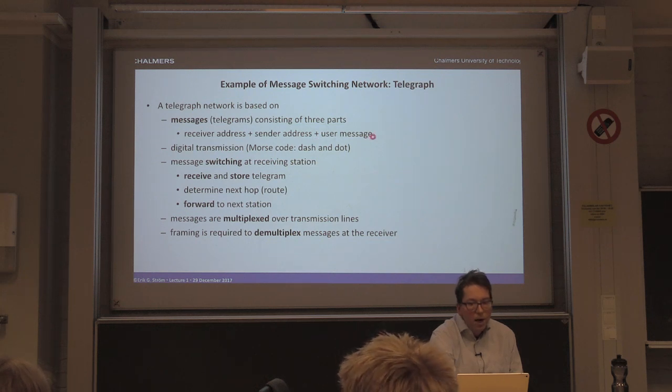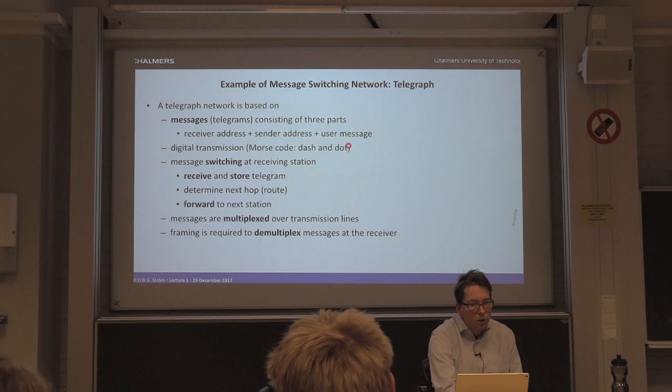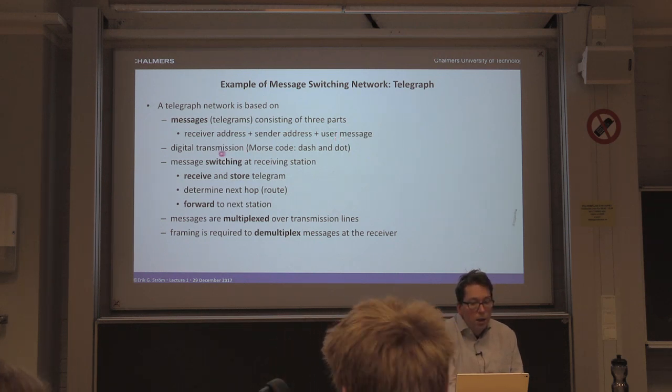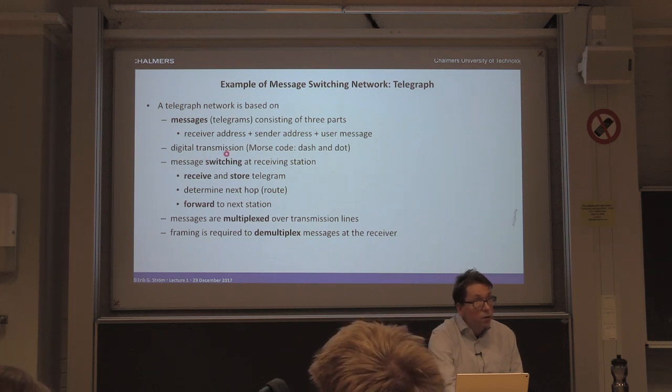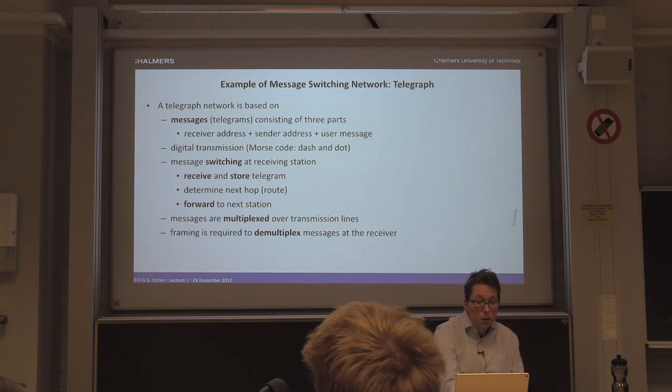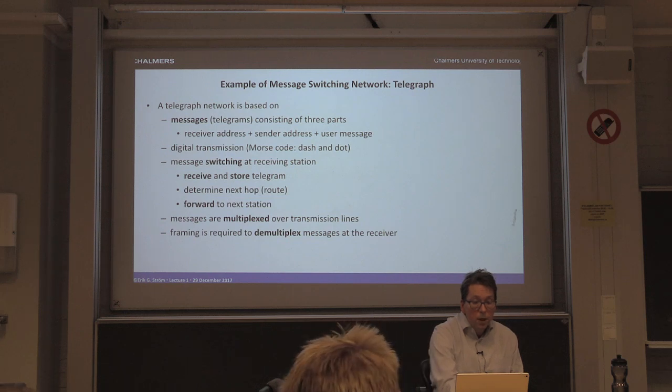Okay. So the telegram has some useful information, which is the message, and some control information needed in order for this message to reach its destination. In this case, the receiver address and sender address. Then this data, the addresses and the user message, are transmitted over a telegraph line. And that's digital transmission, actually. So the telegraph network is an early example of digital transmission. And you use Morse code, the early ones, which is these dashes and dots, right? If you ever heard of this signaling scheme, you know this.